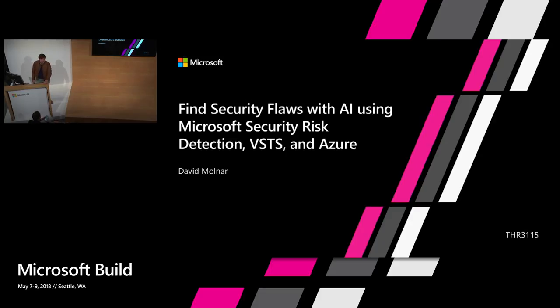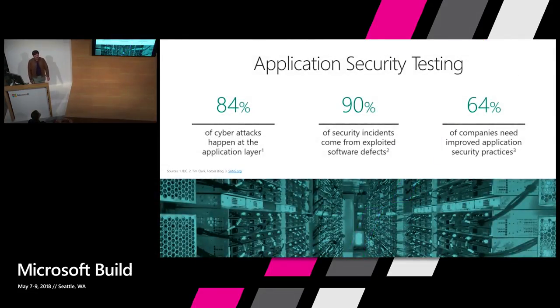Today, we're going to talk about how artificial intelligence can help you, as a developer, find horrible things before you hurt the people you love. And by horrible things, we mean application security bugs.